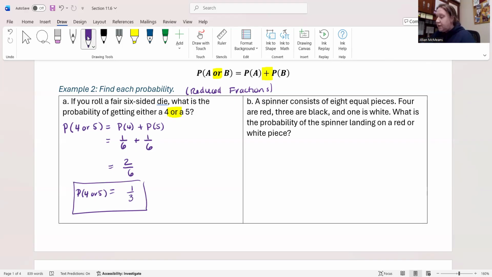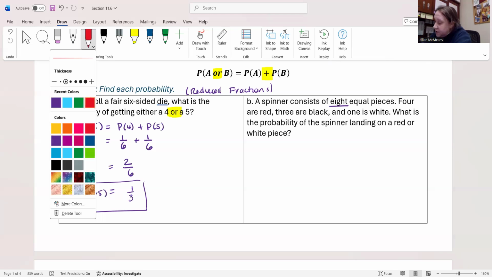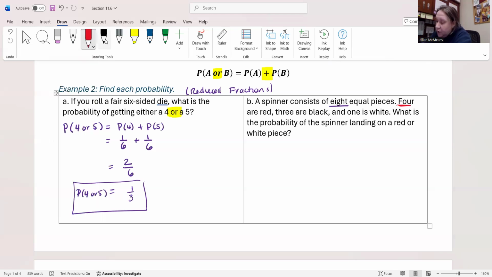Okay, let's look at a spinner. For part B, it says a spinner consists of 8 equal pieces. 4 are red. Let's do that in red. So 4 are red, 3 are black, and 1 is white. I'll do the white one in this blue color just to keep track. What is the probability of the spinner landing on red or white?